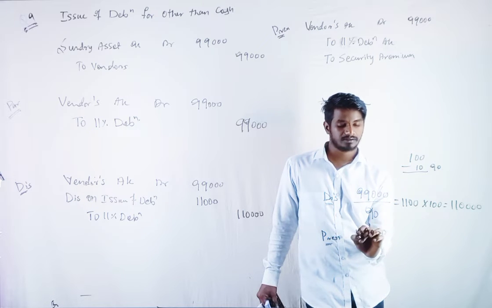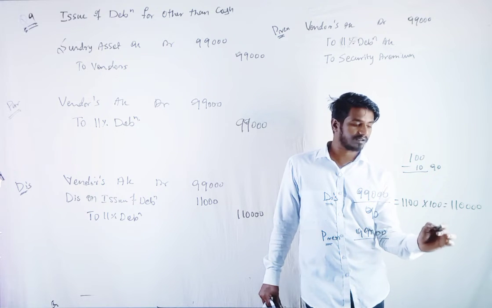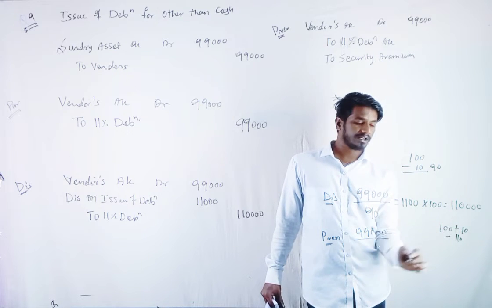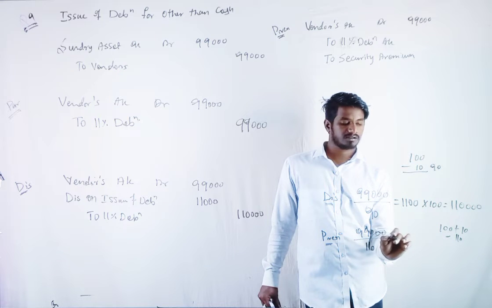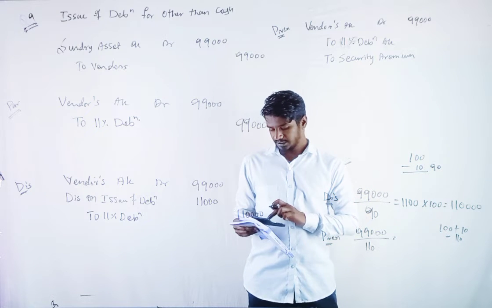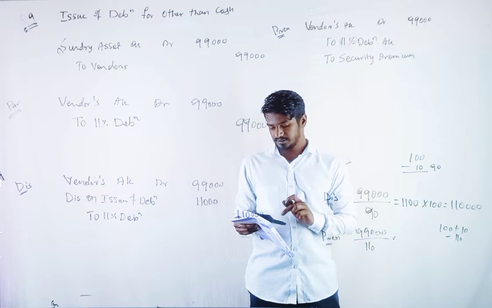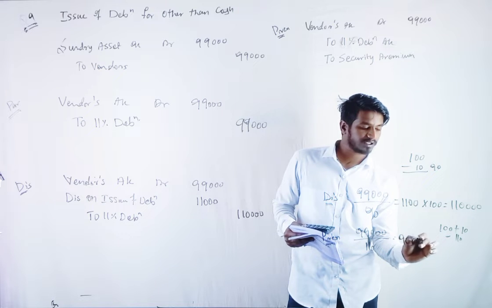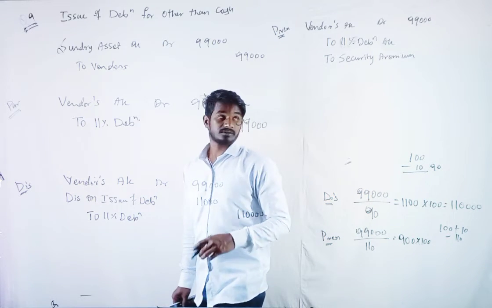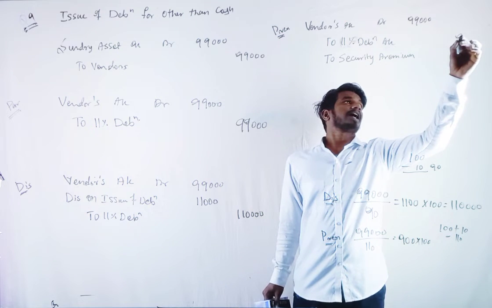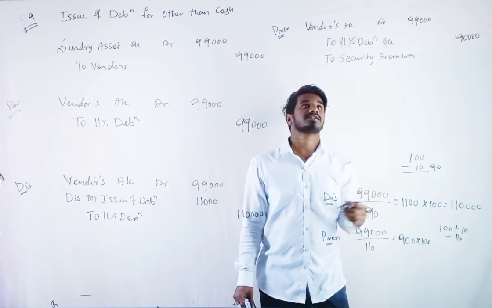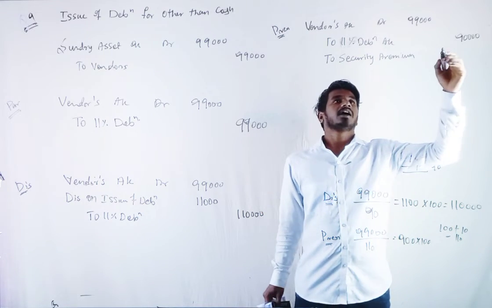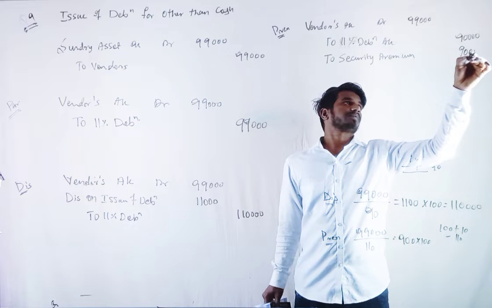99,000 divided by, if face value is 100 plus security premium is 10, issued at 110. How much does it come out? 99,000 divided by 110 equals 900 debentures issued. 900 debentures into face value of 100 is 90,000. 90,000 is transferred to the debentures account, and 9,000 is the security premium.